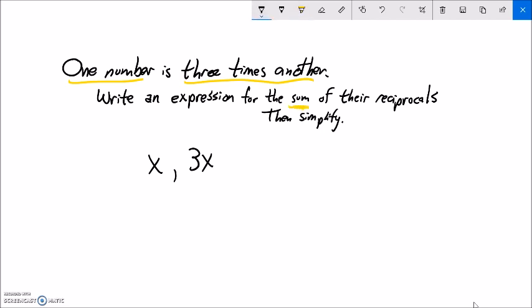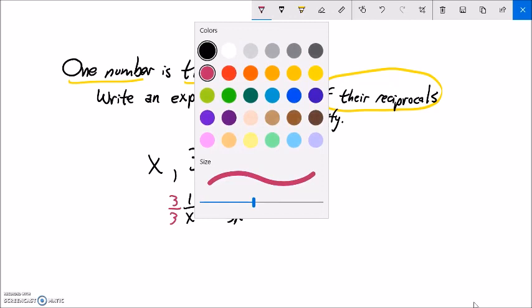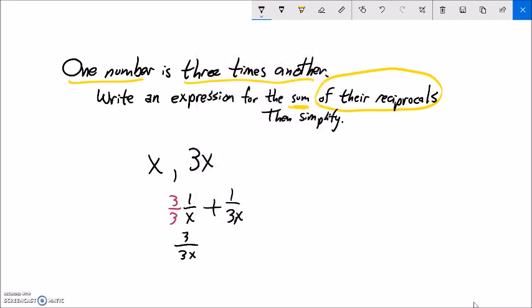Write an expression for the sum, so there's going to be some addition going on, of their reciprocals. Reciprocals just means flip them over. So instead of x, it's 1 over x. And instead of 3x, it's 1 over 3x. Great, so there's the expression for the sum of their reciprocals. And then we're supposed to simplify. So I need a common denominator because I'm adding some fractions. They both have x's. So I'm good. This one has a 3, this one needs a 3. So I'm going to multiply by this version of 1. And if I do that, 3 times 1 is 3 over 3x plus 1 over 3x. 3 plus 1 is 4, so I have 4 over 3x. Yeah, that's it right there.